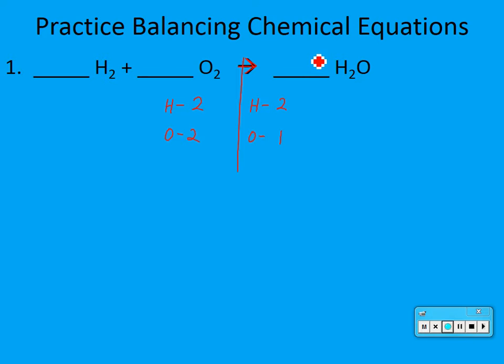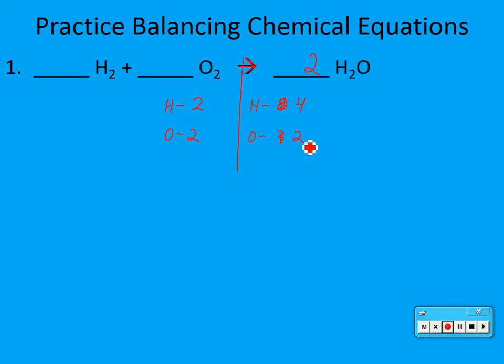How do I get 2 oxygens over here? The only number you can change is this number out front, which is called the coefficient. So instead of 1 water molecule, I need 2. Does that change my hydrogens though? Yeah, it gives me 4. So we just update that. And how many oxygens? I now have 2.